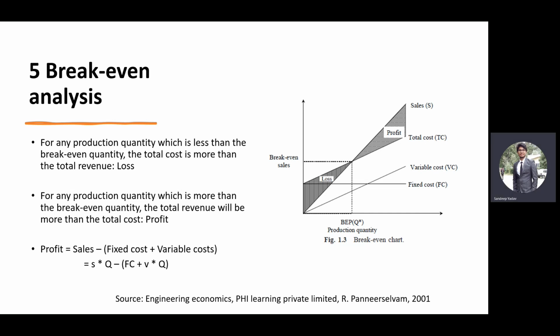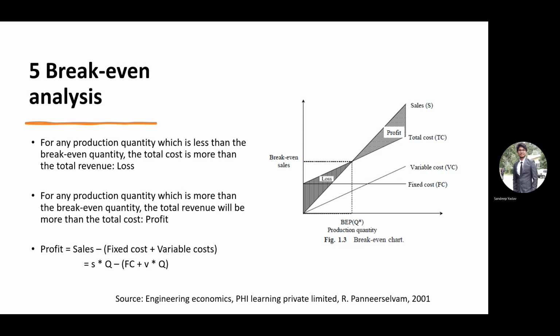But if they are producing goods in a quantity lower than that, then they will work at a loss, and if the quantity is above that point, they will start working at a profit.